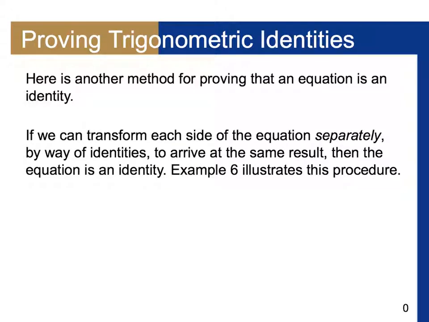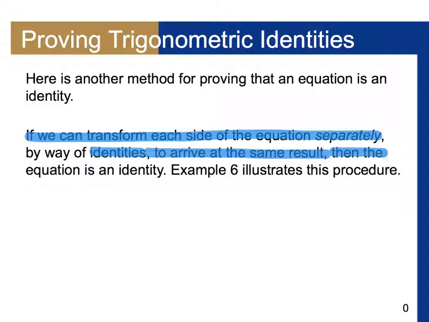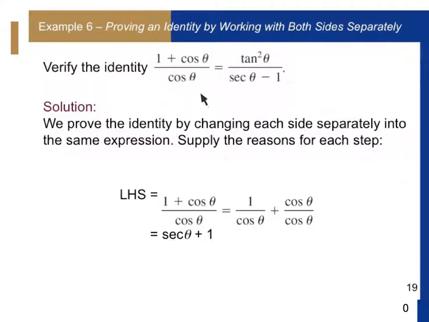Maybe both sides are kind of complicated. Maybe one's not easier to pick than the other. If we can transform each side of the equation separately using identities to arrive at the same result, then the equation is an identity. So we may have to work with both sides and get them simplified where they're both equal. That's a possibility, so let's look at this example. We have 1 plus cosine of theta over cosine of theta, and we want to make sure that that's equal to tangent squared over secant of theta minus 1.